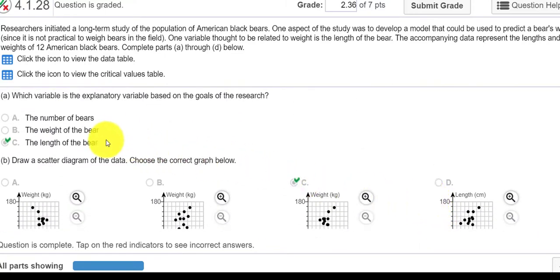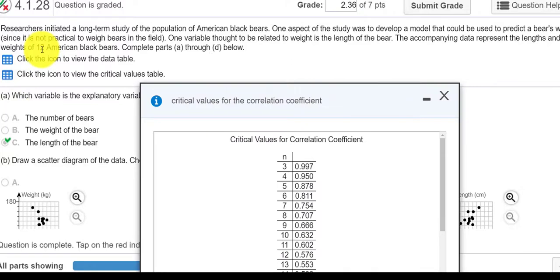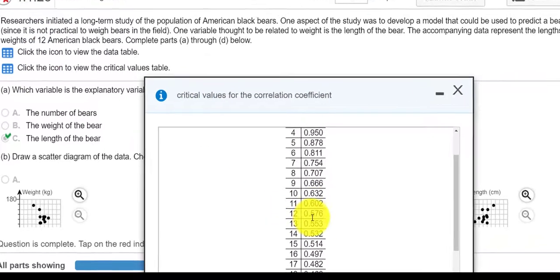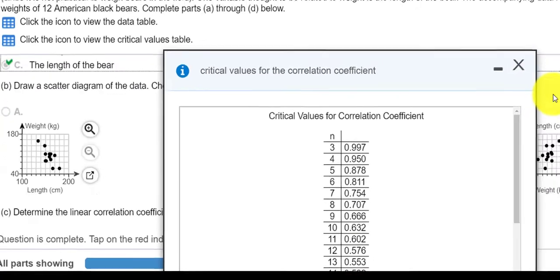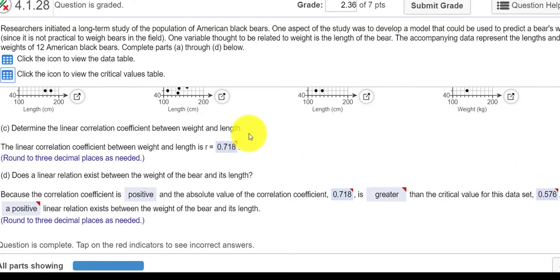Now, how do you find this critical value for the data set? Well, I think we're given 12 black bears. So here's the critical values table. If I click this table and go down to 12, you'll see I have 0.576. That's my critical value for the correlation coefficient, 0.576. So when we go back to our problem, we found the R to be 0.718, and our critical value for the data set was 0.576. So since our R was bigger than our critical value, we can say a positive linear relation exists between the weight of the bear and its length.